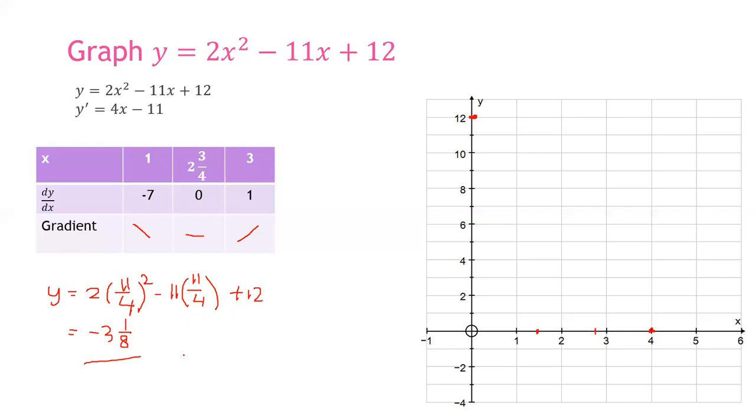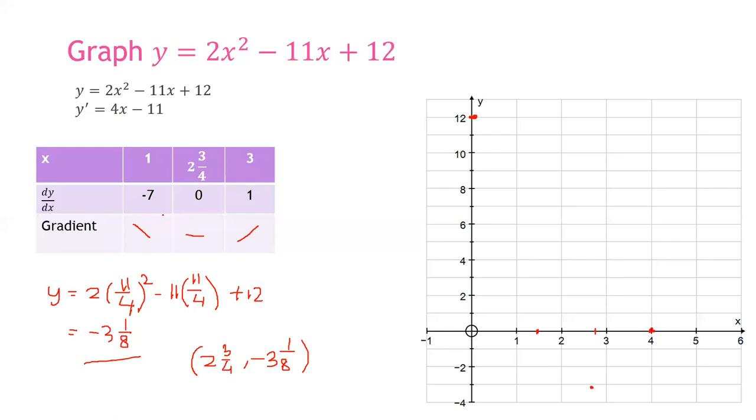Okay, so the turning point is 11 over 4 comma negative 1 and 1/8. Which one? The turning point, negative 1 and 1/8, around here. Okay.